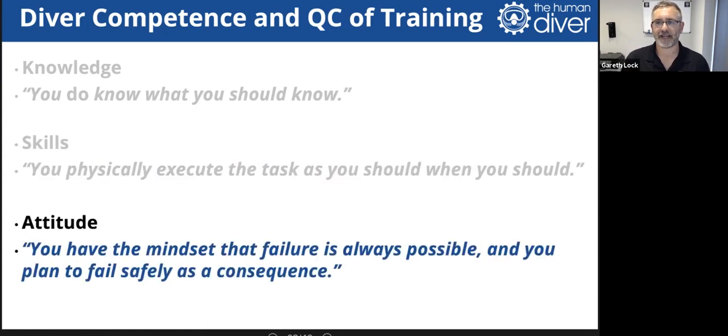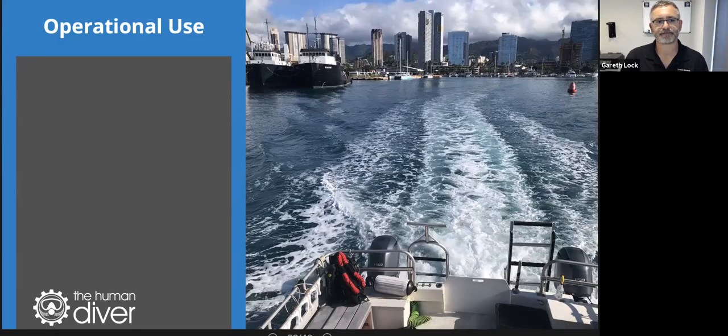And then we have attitude. And that's you have the mindset that failure is always possible and you plan to fail safely as a consequence. That's what checklists are about. They're in place because there is a recognition that you are fallible and you will make a mistake at some point. So what we're trying to do is trap those errors through checklists so that they don't propagate and we don't end up with a critical step being missed.